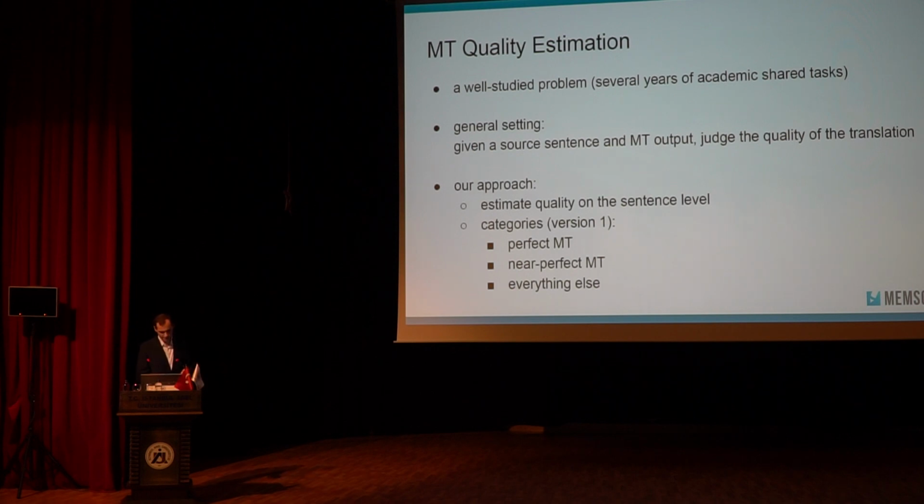For the first version that we developed so far, we have these three categories: perfect machine translation, then something that requires very, very few post-edits, near perfect, and simply everything else, because it was just the simplest thing to start with.